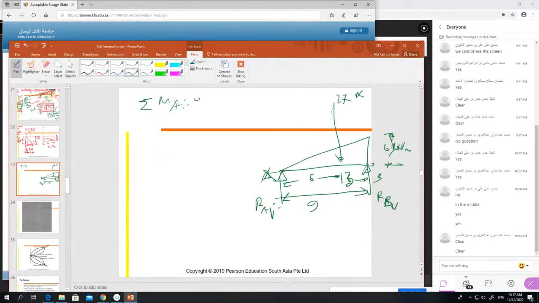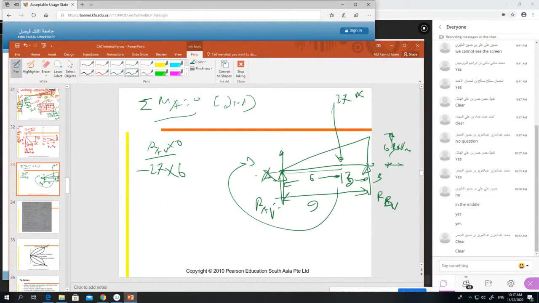So take the moment at A. Moment at A, take the anti-clockwise positive. If you take the moment at A, RAV into 0 because it is going through the point. So what else we have? We have 27, 27 into distance is how much? 6, and it is rotating in clockwise, so minus. Remember, when we convert the triangular load to the total load, then we have only this load, 27, and we can forget the other triangular shape.